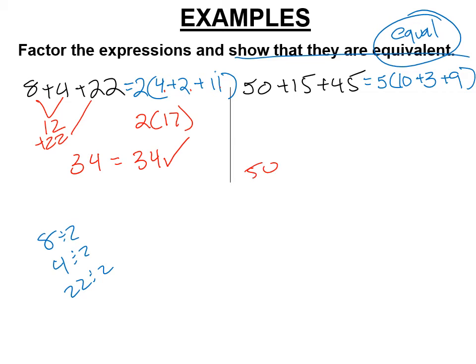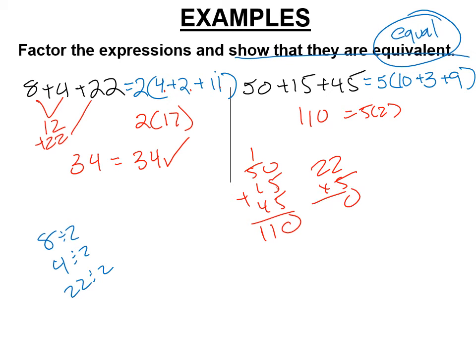So 50 plus 15 plus 45 on one side. 50 plus 15 is 65, plus 45 is 110. So this side equals 110. The other side better too. 10 plus 3 is 13, plus 9 is, what, 22? So that side is 5 times 22. And I believe that is in fact 110. And we've proved that they are equivalent. Factored expressions and the starting expression are always equal, or equivalent, we say.